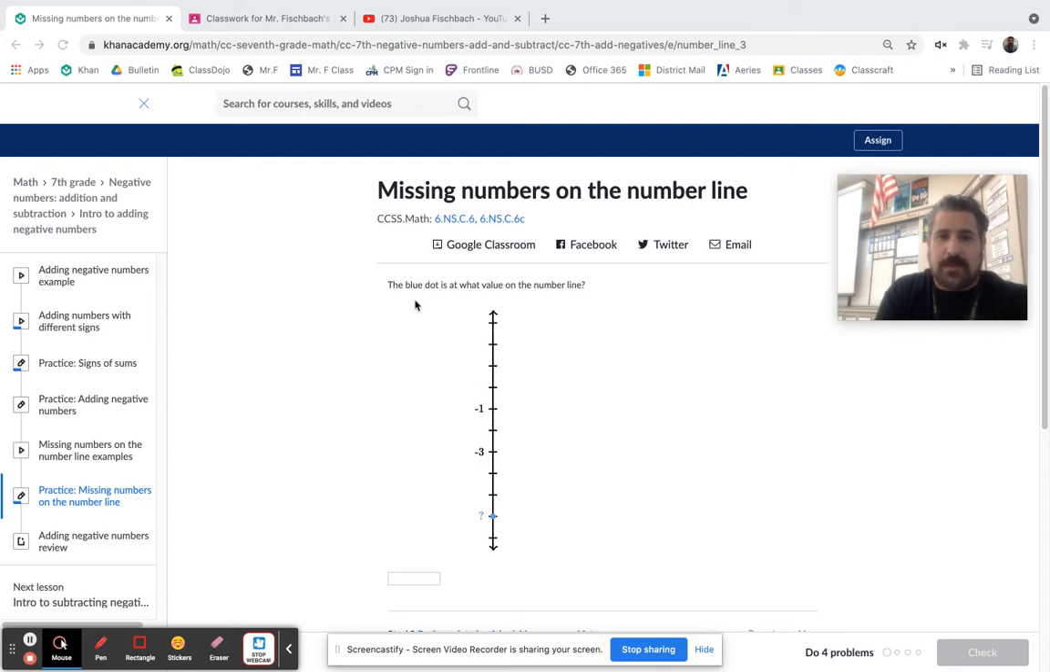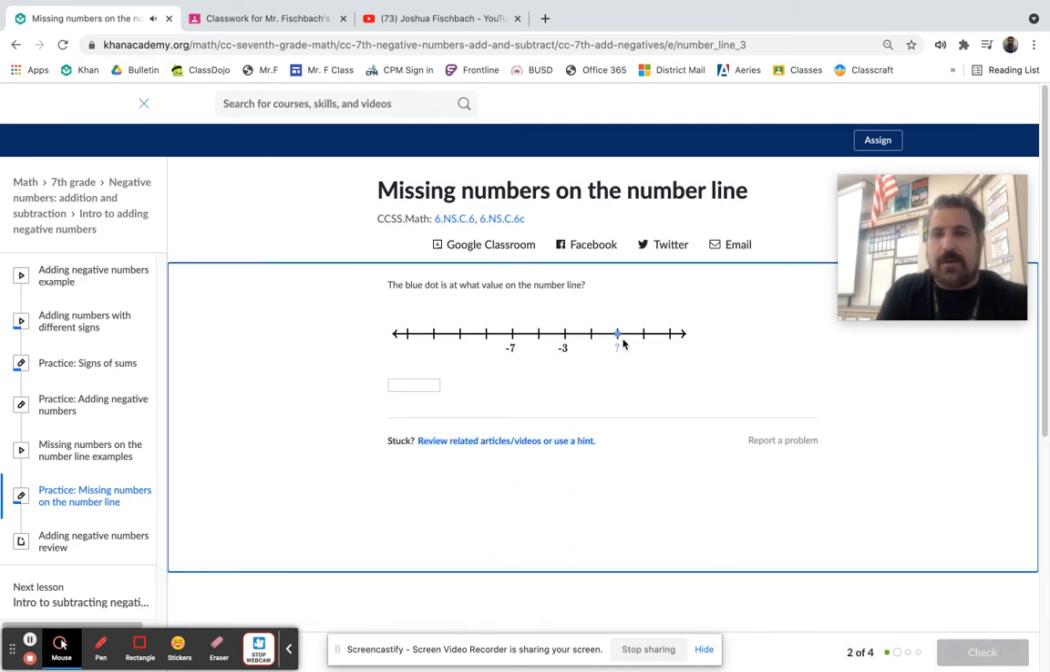So when it asks here, the blue dot is at what value on the number line, you're just going to continue to count by -1. So -3 plus a -1 is -4, plus a -1 is -5, plus a -1 is -6. So the blue dot would be at -6. So we go -6.